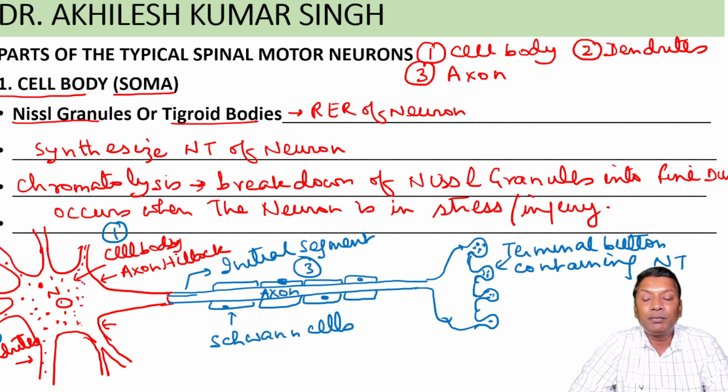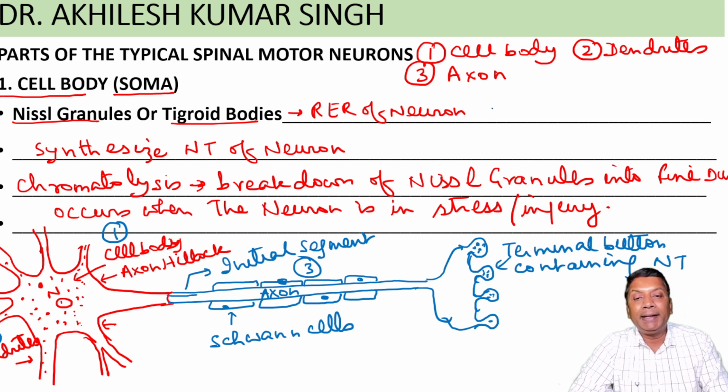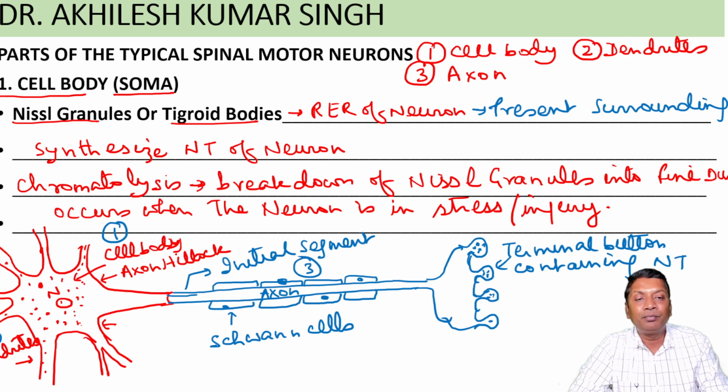I have told you about the Nissl granules which are present in the cell body. These Nissl granules are present surrounding the nucleus, right? Surrounding the nucleus is called perikaryon. They are present surrounding the nucleus, but they are absent in the axon hillock.